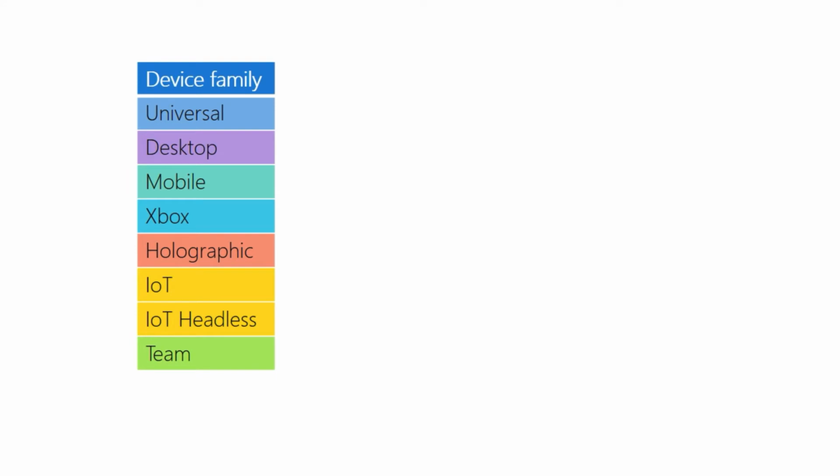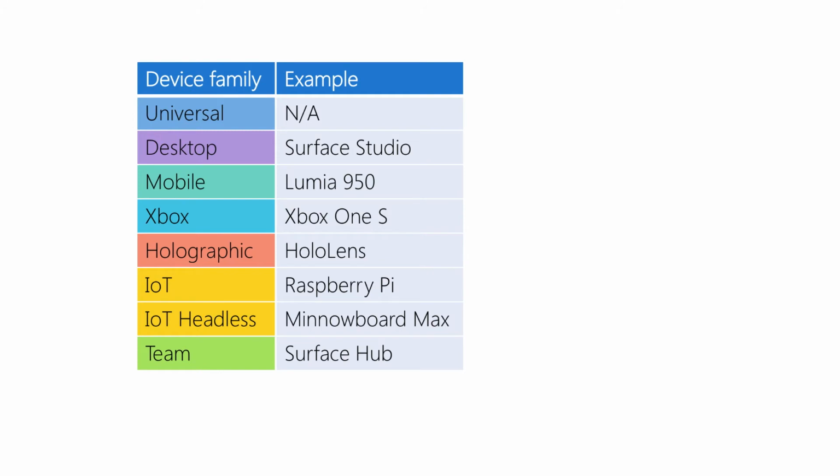Let's be more formal now about what we mean when we say things like if your app is running on desktop or on mobile. Windows partitions all the available devices into groups that have the same APIs available. And these are called device families. For example, something in the desktop device family would be something like Surface Studio, Surface Book, Surface Pro, and so on. Mobile, Xbox, HoloLens, Internet of Things with or without a UI, and then Team is something like Surface Hub. Each device within a family has exactly the same set of APIs available to it. In fact, that's what defines a device family.